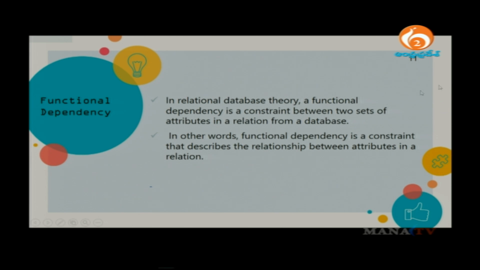Let us see. In relational database theory, a functional dependency is a constraint between two sets of attributes in a relation from a database, simple as that. In other words, functional dependency is a constraint that describes the relation between attributes in a relation. Very simple. Any relational database management system, a system software, tells you only one thing. What does it mean?